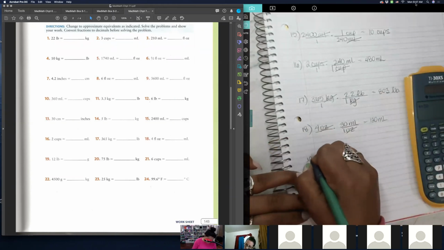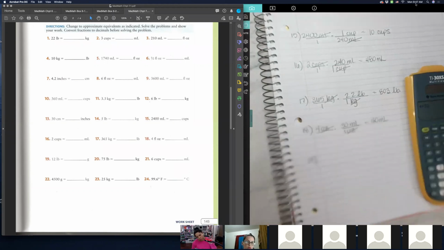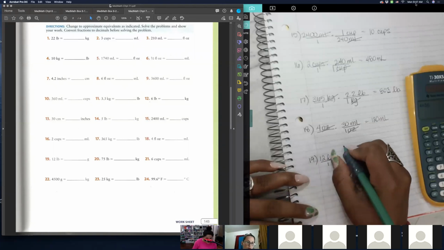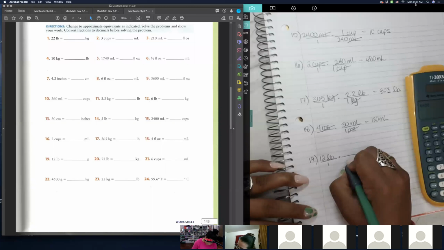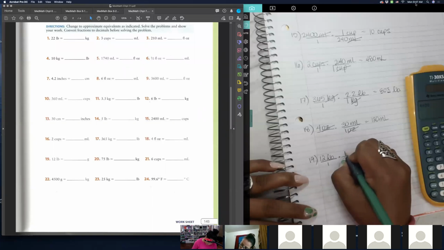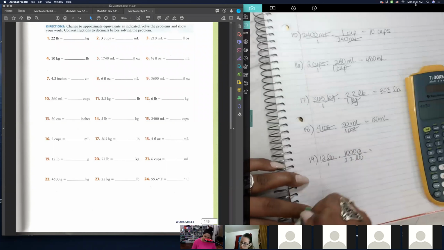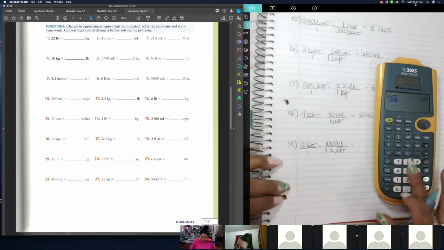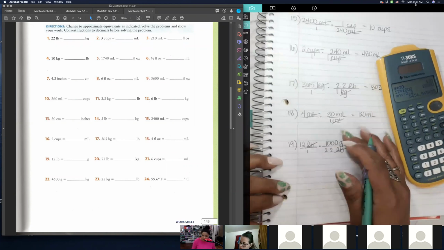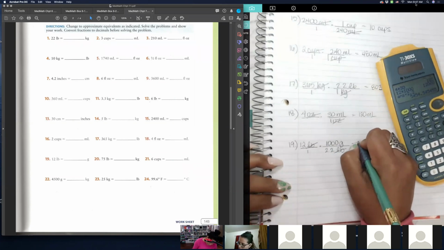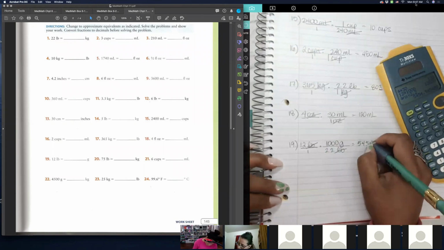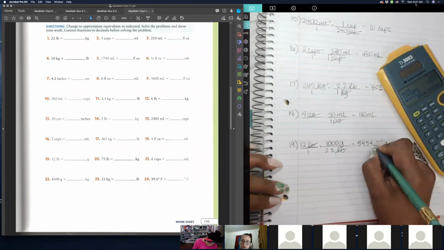All right, 19, 12 pounds. And we're converting that to grams this time. So 2.2 pounds equals 1,000 grams. Our unit of pound cancels. So we're going to take 12 times 1,000 and then divide by 2.2. So that's going to give me 5454.55 grams, keeping 2 decimal places.